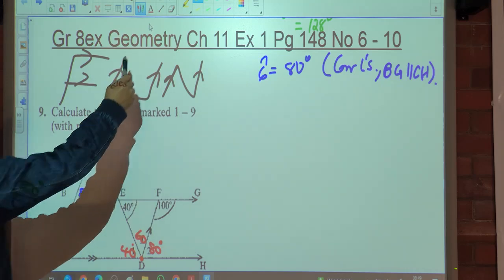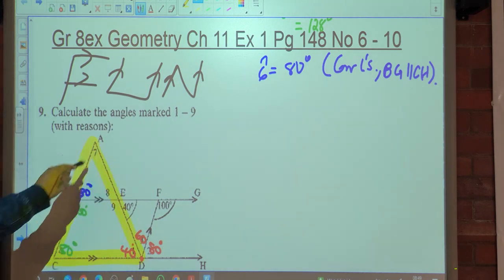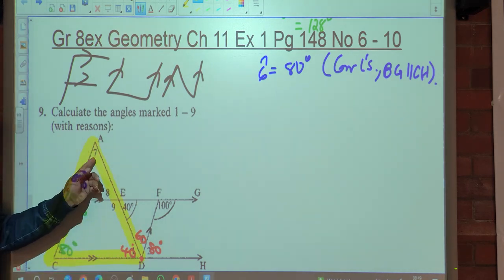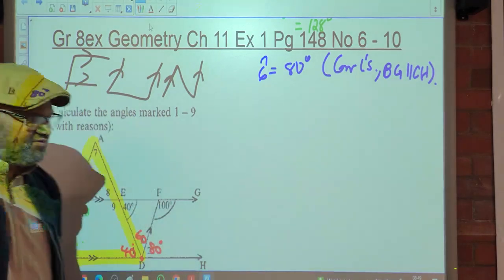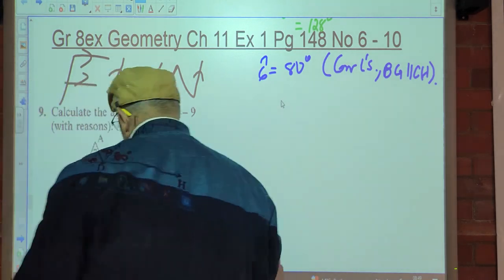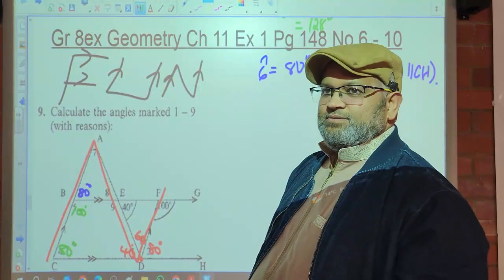For those of you who know about this, I know some of you are applying it already. Sum of triangles. This one, that one, and that one add up to 180. But we're not there yet. For those of you who don't see it, it's fine. But we're going to go with the alternate angles here. Okay?